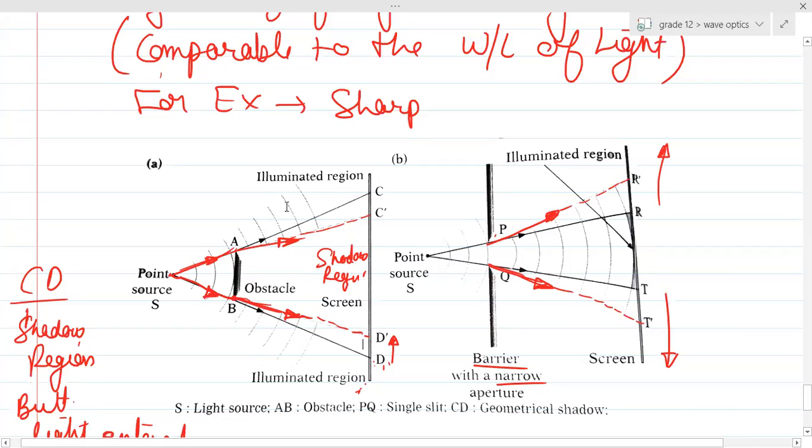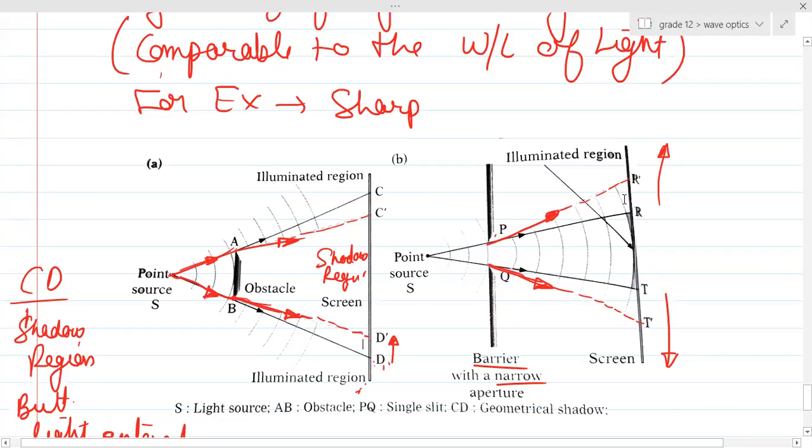But can you see the wavefronts? The particle nature says it should have gone straight, but the wave nature says no. Can you see the wavefronts? Yes, sir. So the wavefronts have entered into the shadow region. They are entered into the shadow region. You can't see it clearly, but they are there. Are you getting my point?